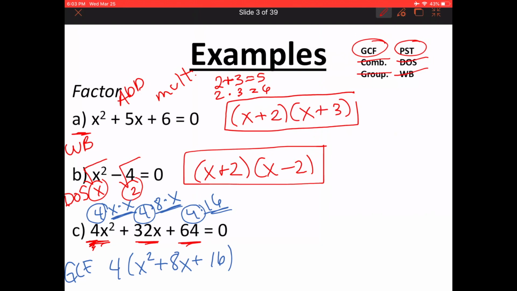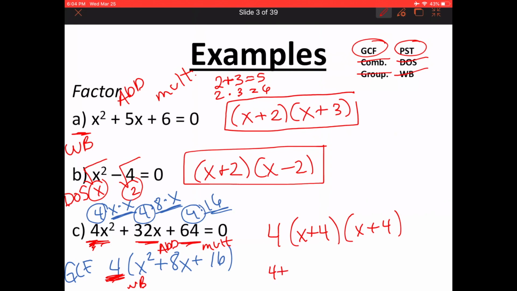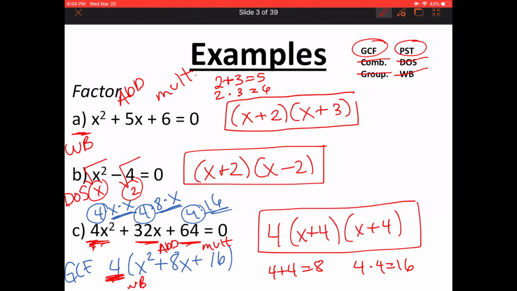I know working backwards is a little bit easier for us to think of, so we're just going to work backwards. We're going to now for this second part work backwards. Come up with 2 numbers that add up to 8 and that multiply to 16. My 2 numbers are going to be 4 and 4. So notice I'm going to keep my greatest common factor on the outside. And then for my factors, I'm going to put x plus 4, x plus 4, because 4 plus 4 gives us 8, and 4 times 4 gives us 16. So here is my final answer for example C.